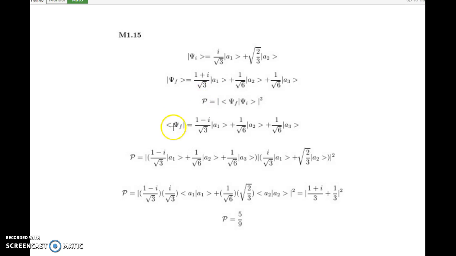So right now our final state is written as a ket. We want it as a bra, so to do that you just find the complex conjugate, which means basically making i's negative. So that becomes 1 minus i over square root of 3, and then the rest don't change because there's no i's in these two terms. And now we have our bra, and so we can then put it into the probability.